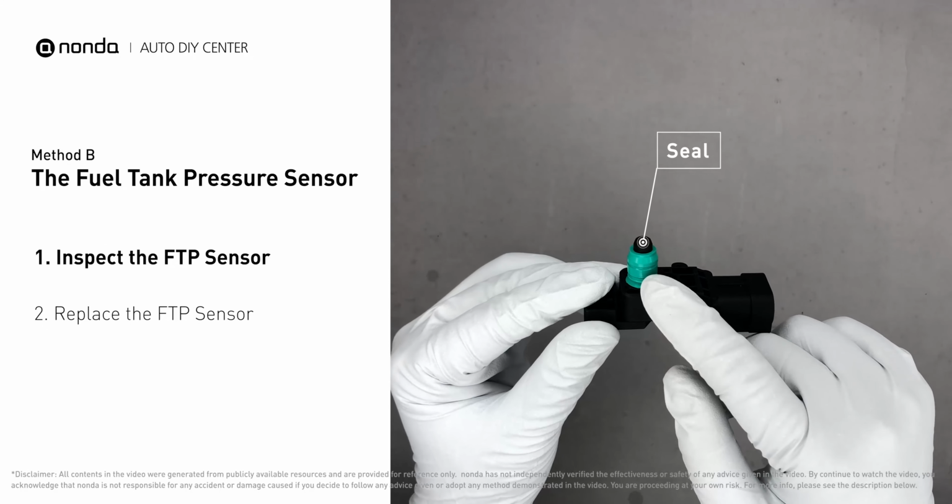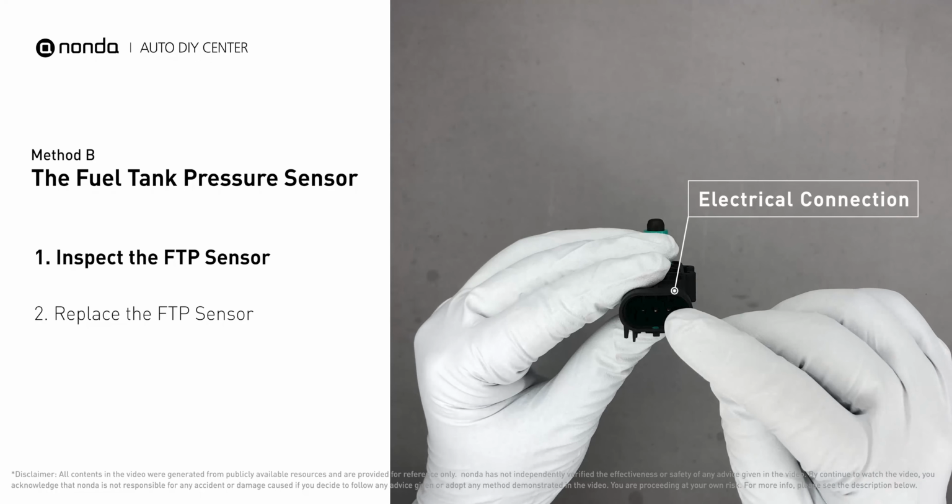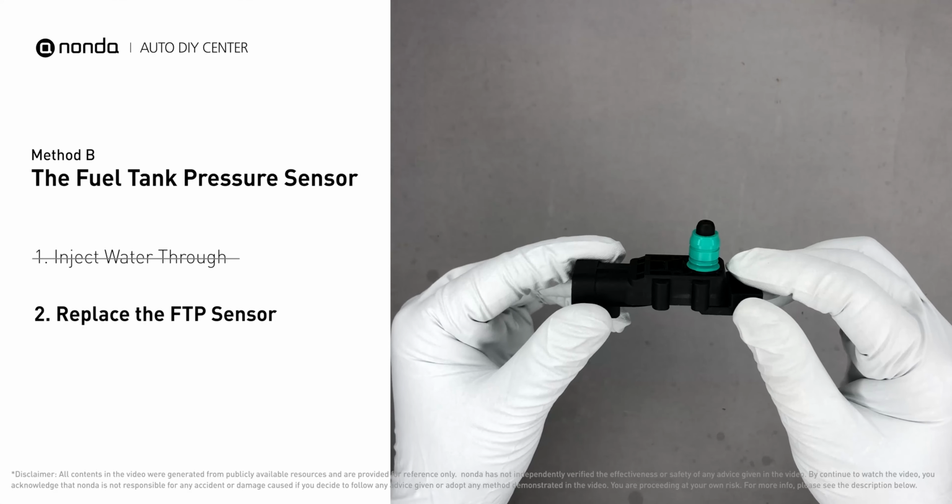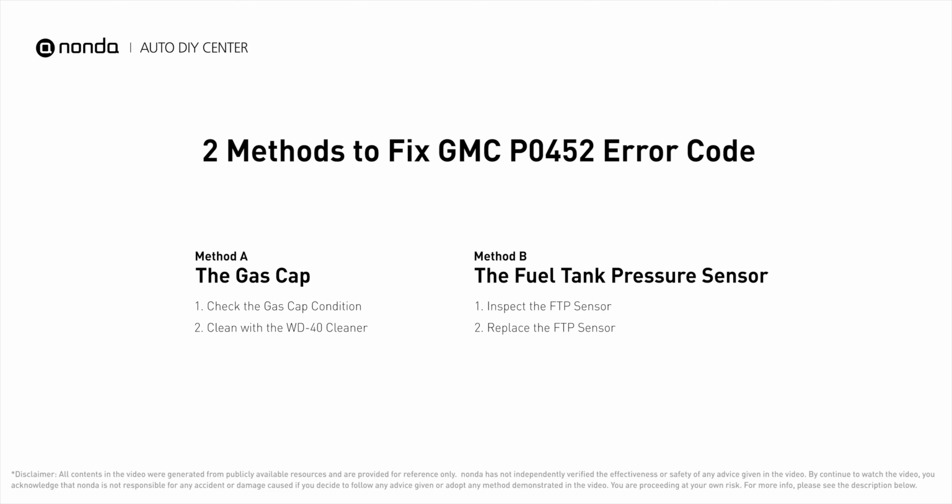Check the seal and the electrical connection for any damages. If damages are found, replace the fuel tank pressure sensor. So here are 2 of the most practical solutions to fix GMC's P0452 error code.